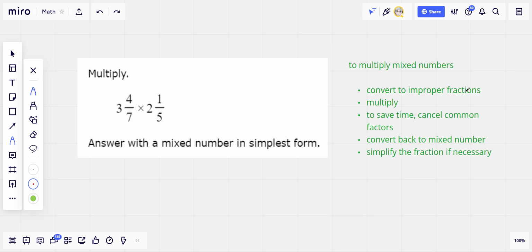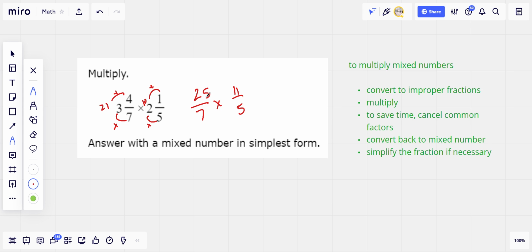So first step, we're going to convert to improper fractions. So we multiply the denominator by the whole number part. 3 times 7, that's 21. And we add that up here. 21 plus 4 is 25, so that's our numerator. The denominator stays 7. Okay? And then we'll do the same thing with the second one. 5 times 2, that's 10. And then we add that up here. We get 11 fifths.